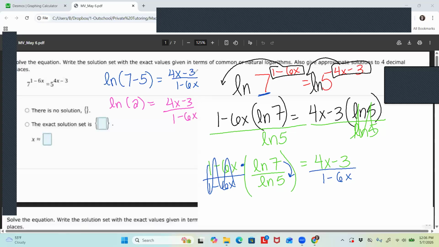Given in terms of a common or natural log. Is that the answer? Like, I feel like that's the exact, I guess we want x though, don't we? How would we get there? Hmm. Sorry, it will hit me in a second. We could certainly go ahead and get the decimal approximation though.